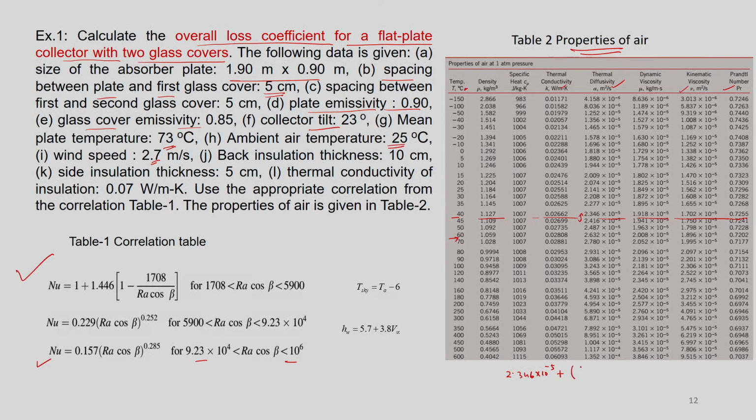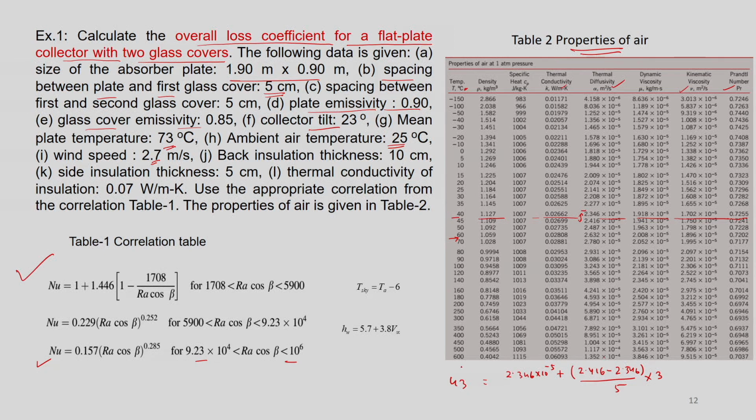This may be 2.416 minus 2.346, divided by 5, into 3, say 43 I am interested in. So, that way we can calculate at 43 what will be the value of this thermal diffusivity. This kind of calculation we need to do for all the other parameters.